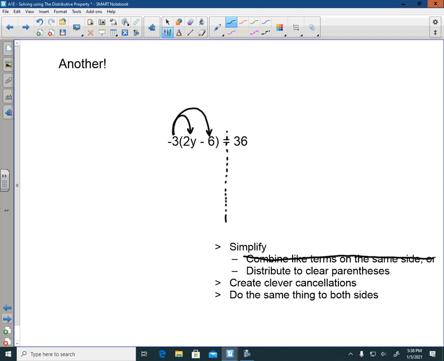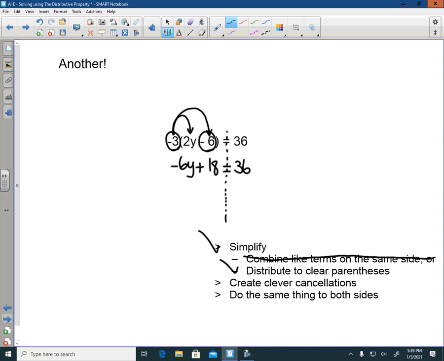-3 times +2 is -6, and then there's your y. And then -3 times -6 is +18, and that's going to equal 36. Okay, we're done with simplifying. We were able to distribute, and now it's time to solve this equation.